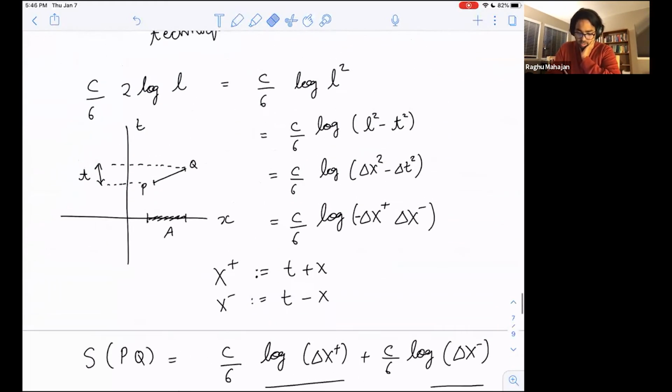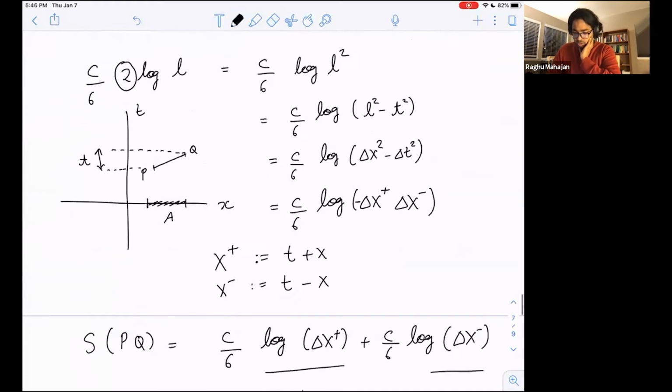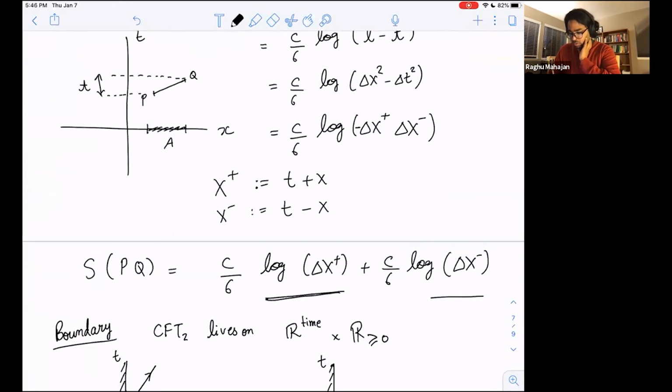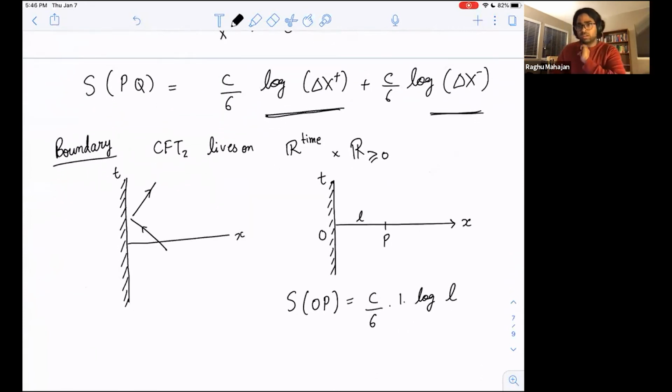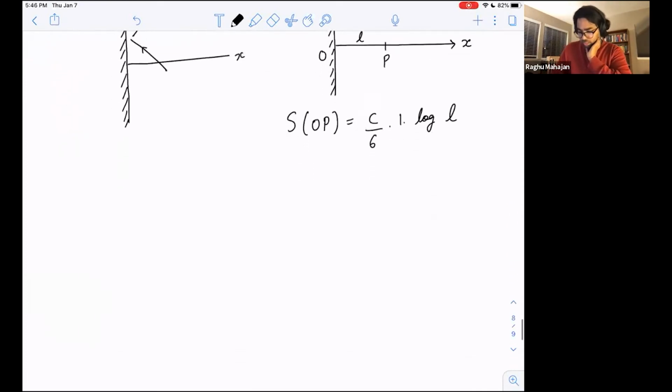Before we had this 2 here. And the 2 basically corresponded to the fact that we have independent contributions from the left mover and the right mover. When we introduce a boundary, that factor of 2 basically goes away. Okay. Are there any questions about this? Okay, let's move along then.